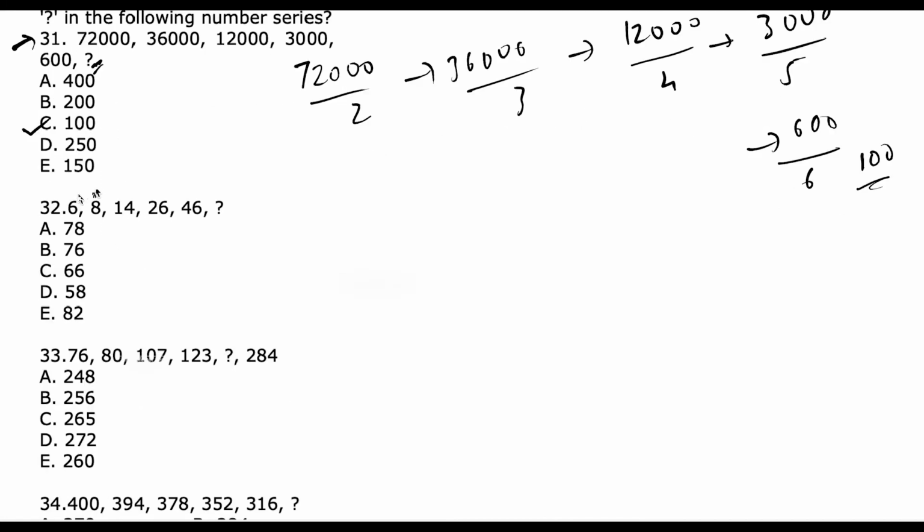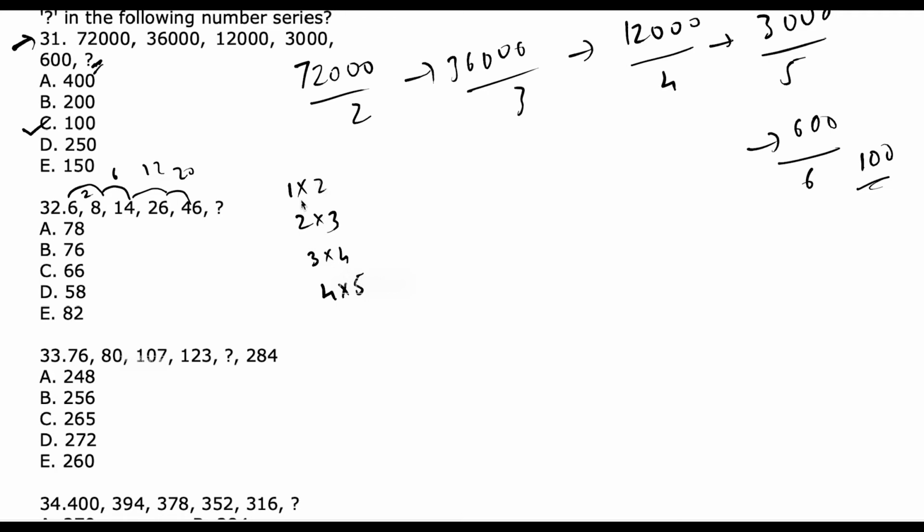Question number 32. 6, 8, 14, 26, 46 and then the question mark. So let's find out the difference between these numbers. Between 6 and 8 it is 2. Between 8 and 14 it is 6. Then it becomes 12 and then it becomes 20. To solve this you need careful observation. You can see here that 2 is made of 1 into 2. Then the second number 6 is made of 2 into 3. 12 is made of 3 into 4. And 20 is made of 4 into 5.